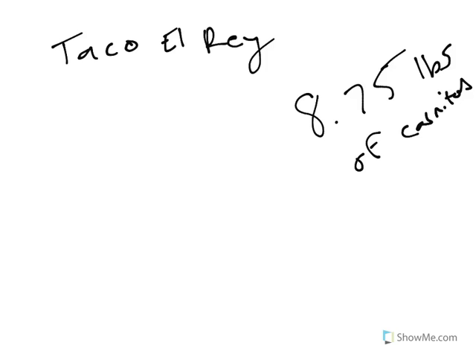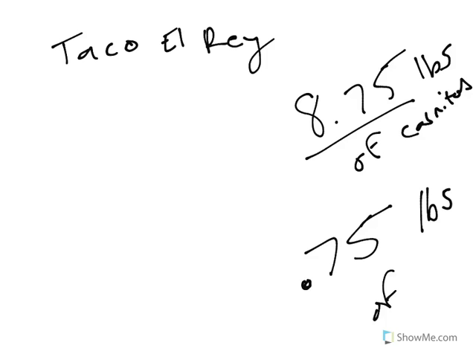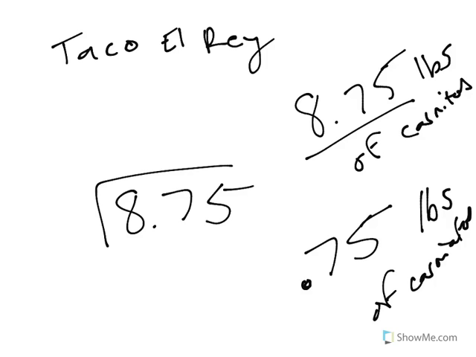If they have 8.75 pounds of carnitas, and they're going to make it into burritos, and say each burrito has 0.75 pounds of carnitas in it, how many burritos can they make? So our math problem is 8.75 divided by 0.75.